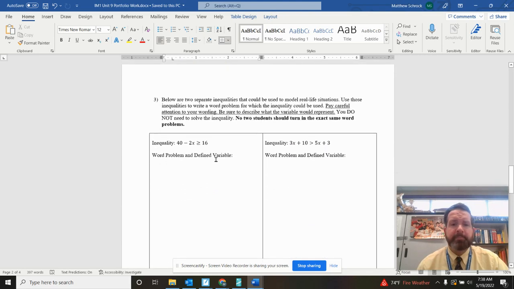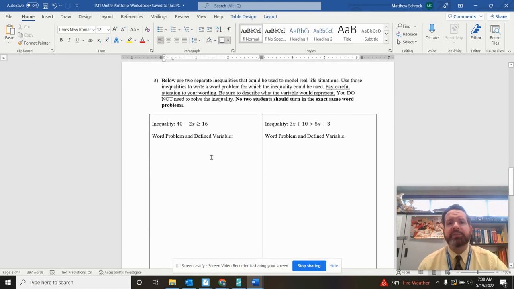Moving on. For this next one, this deals with the word problems. We've always gone from here's a word problem, write an inequality. This is now the reverse of that. Here's an inequality, write a word problem that matches that inequality. So you have lots and lots of options.